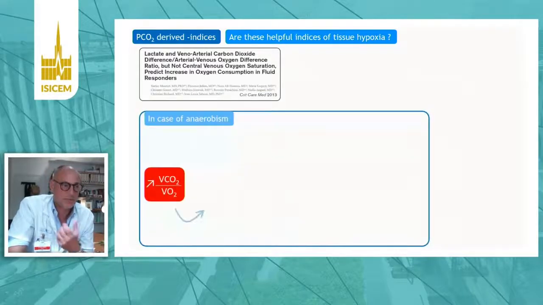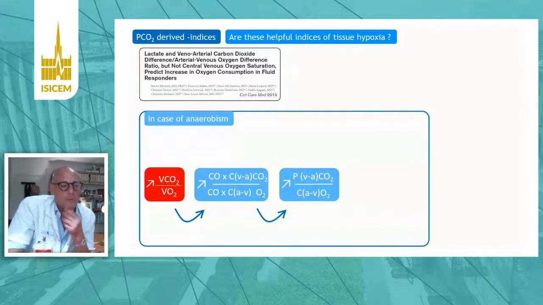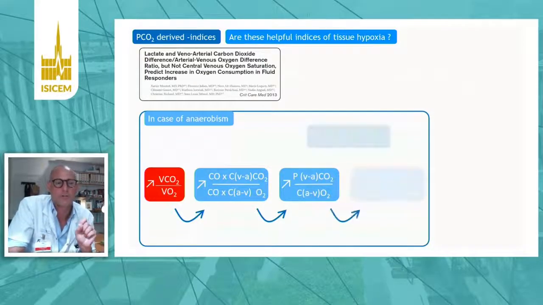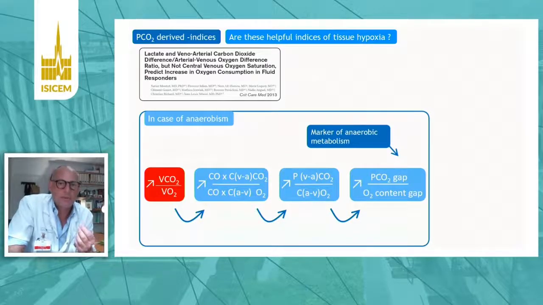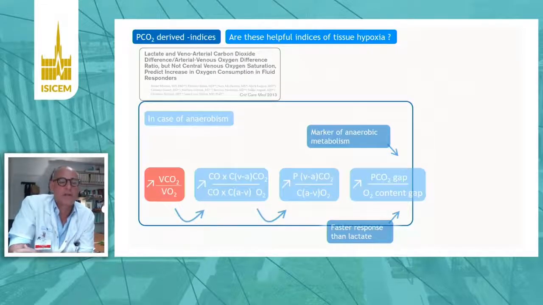How to estimate it at the bedside? If we develop the Fick formula, if we simplify through cardiac output, and if we estimate that the CO2 content is the same as the CO2 pressure, at least parallel, which is between the normal ranges of CO2, we come to this ratio between the PCO2 gap and the arteriovenous difference in oxygen content. This should be a direct biological marker of anaerobic metabolism, and of course with a faster response than lactate.